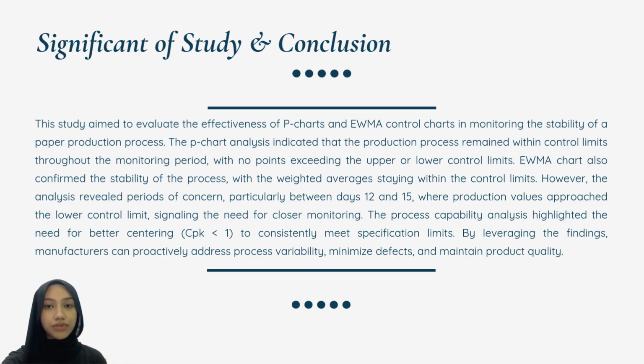However, the analysis revealed periods of concern, particularly between days 12 and 15, where production values approach the lower control limit, signaling the need for closer monitoring. By leveraging the findings, manufacturers can proactively address process variability, minimize defects, and maintain product quality.